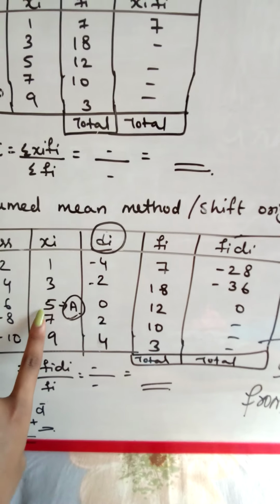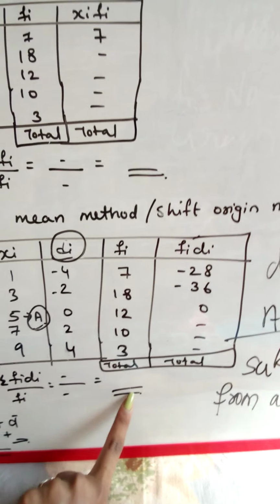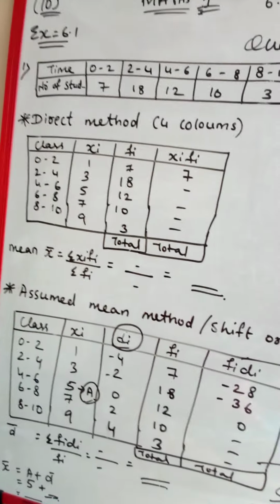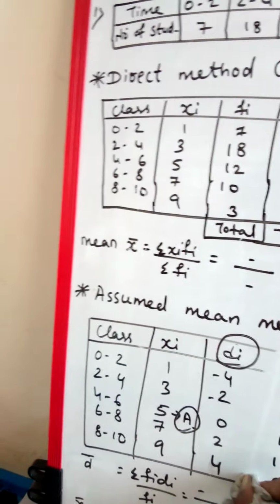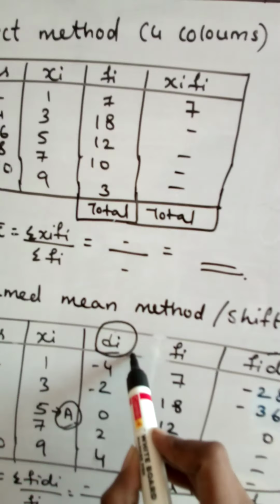A means the assumed number, d bar means your answer. Okay, your answer you have to write here and you have to solve the sum like this. In the step deviation method, student, I will show you here only, not wasting more time making columns here.